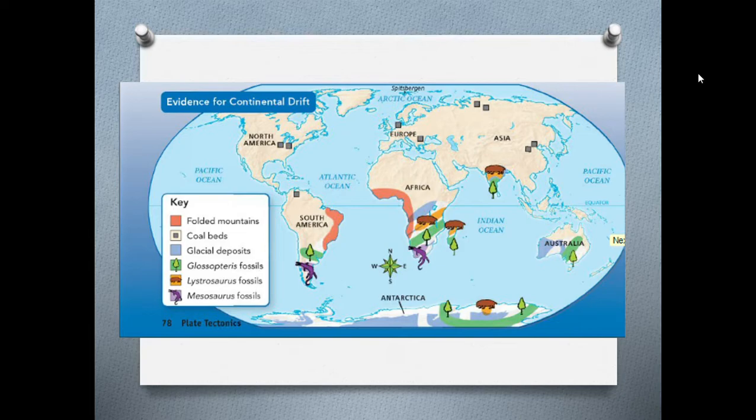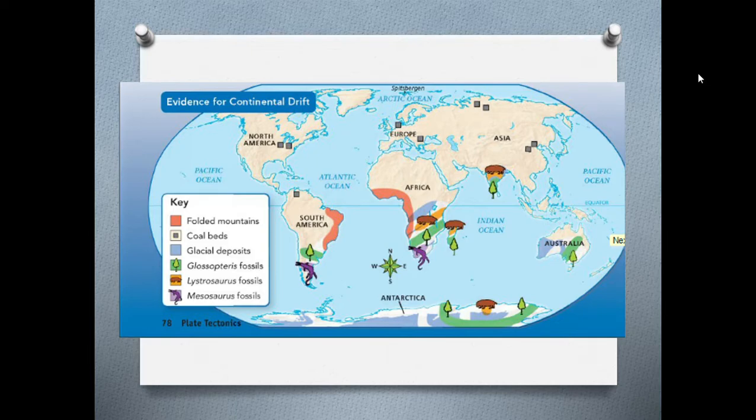Let's focus first on the Mesosaurus fossils. It's the purplish kind of lizard that is in South America and Africa. You can notice there is a huge distance between both continents. But how was it possible that they were the same species in different continents? Because he theorized that at some point all continents were together and they were part of Pangaea.